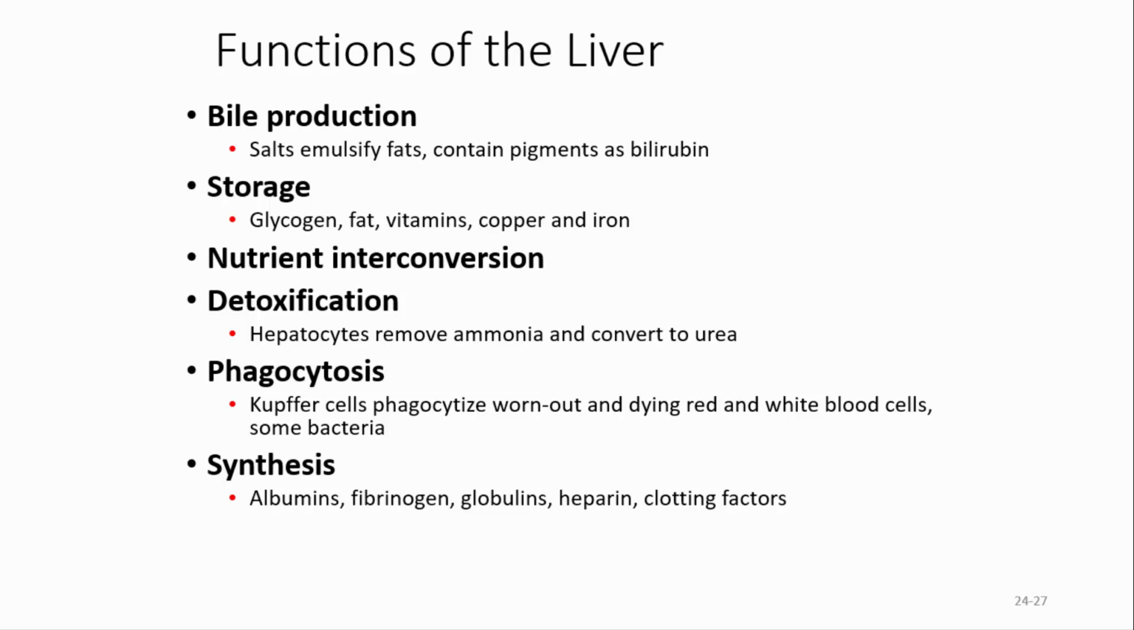Okay. So again, the liver is what actually makes the bile. The liver also stores things. It stores glycogen. Remember, that's a quick source of glucose when your blood sugar is starting to drop. It stores fat. It stores vitamins, especially the fat-soluble vitamins, A, D, E, and K. It stores copper, and it also stores iron. And when you're making red blood cells, this is one of the sources where iron can be gotten from.